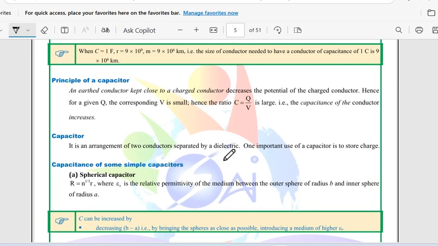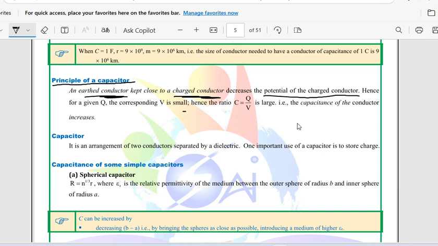Now coming back to the concept, that is the principle of a capacitor. What do you mean by the principle of the capacitor? An earthed conductor kept close to a charged conductor decreases the potential of the charged conductor. Hence, for a given Q, the corresponding V is small. Hence the ratio C is equal to Q by V is large. That is, the capacitance of the conductor increases.